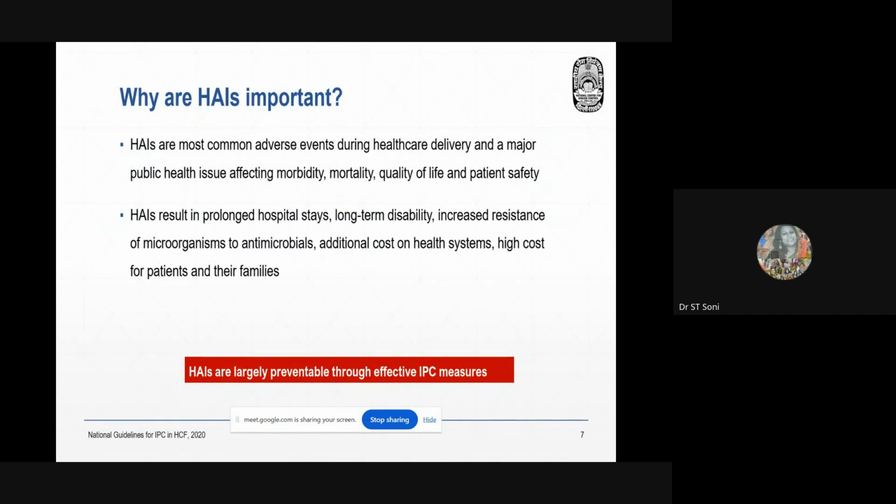Healthcare associated infection has a lot of impact on public health. It increases morbidity, meaning pain and increased length of stay. If the infection is caused by a multi-drug resistant organism, mortality is also seen, quality of life is hampered, and patient safety is impaired. It causes long term disability and increased resistance of microorganisms to antimicrobial agents, and also increases the cost, both direct and indirect.